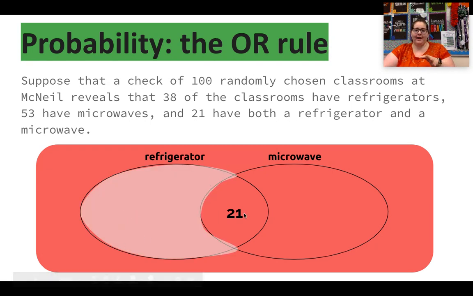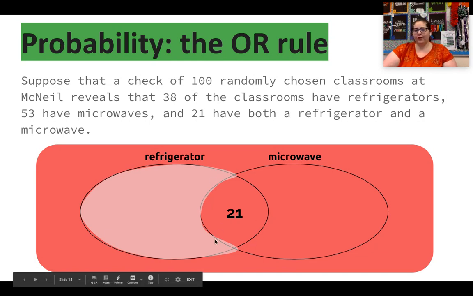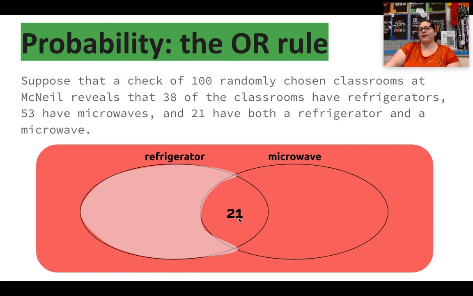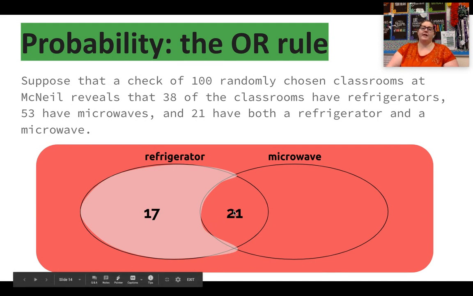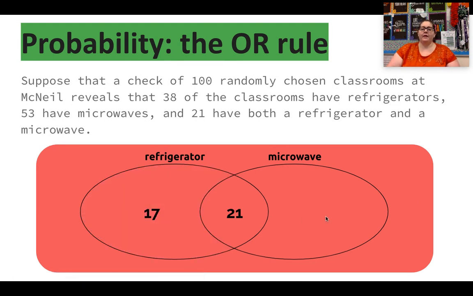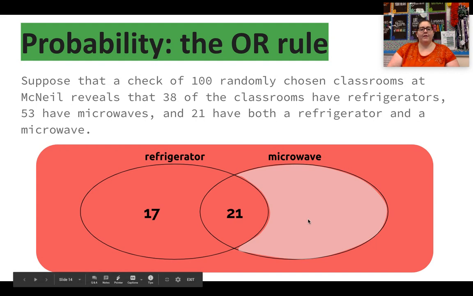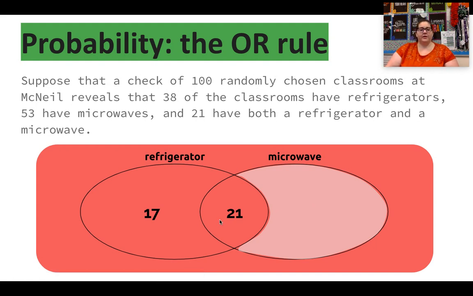So I'm going to do a little bit of math. I know that this entire oval circle needs to include 38, and I already have 21 accounted for in the overlap. So we know that there's 17 over here who have only a refrigerator. Similarly with microwave, we know that 53 total have microwaves, but 21 are already accounted for in that overlap. So I'm only thinking about those classrooms that have a microwave only. 53 total, we have 21 in the overlap, so 32.